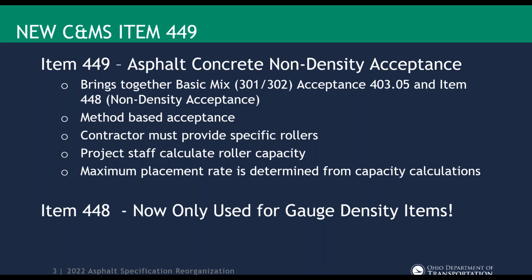So it takes all this roller coverage stuff that we do in the field on base courses, variable courses, short projects, little bridge tie-ins, driveways, guardrail, stuff under guardrail, all these other places where we don't measure density. This brings those together into one spot. This is a method-based acceptance. So, we tell you what roller to bring, we run some calculations on what the laydown can be based on the roller train provided, and there's some of those specific things.